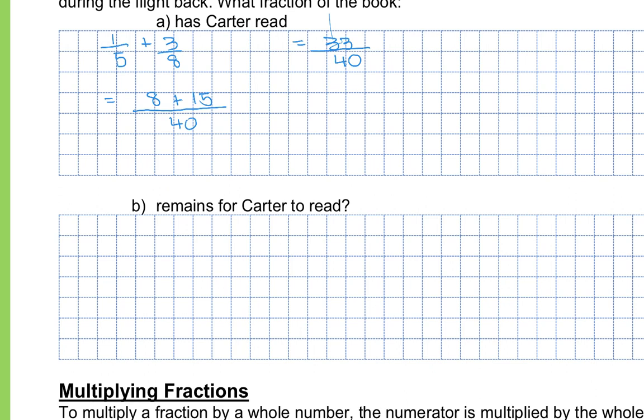What remains for Carter to read? So he's got a whole book minus 33/40. So how many 40ths are there in a whole? Well, there's 40 40ths. So if we've read 33 of them, what's 1 minus 33 out of 40? 40 minus 33 gives us 7. So he's got 7 40ths to read.